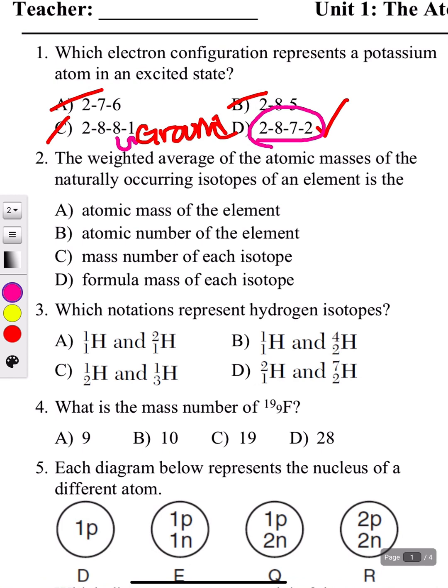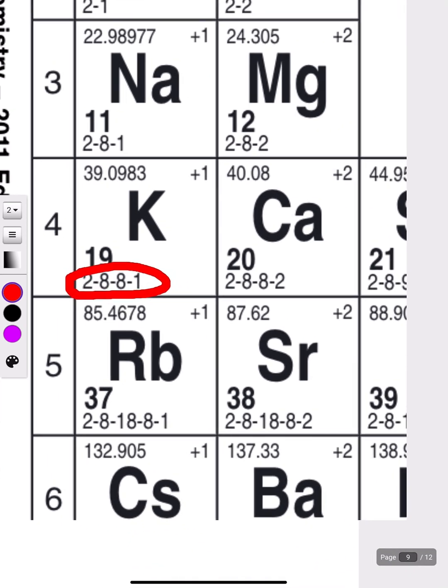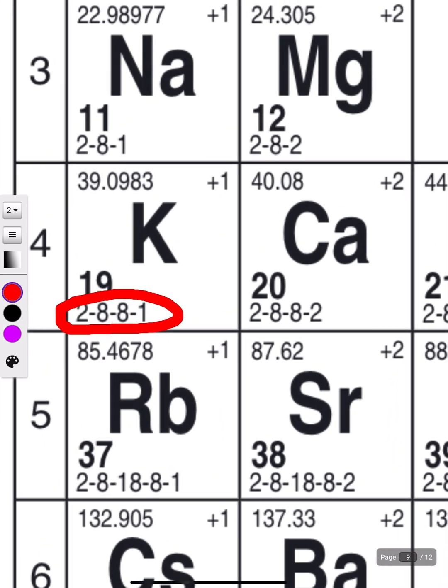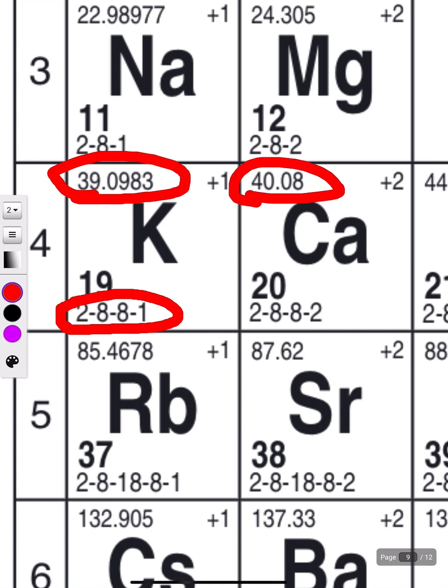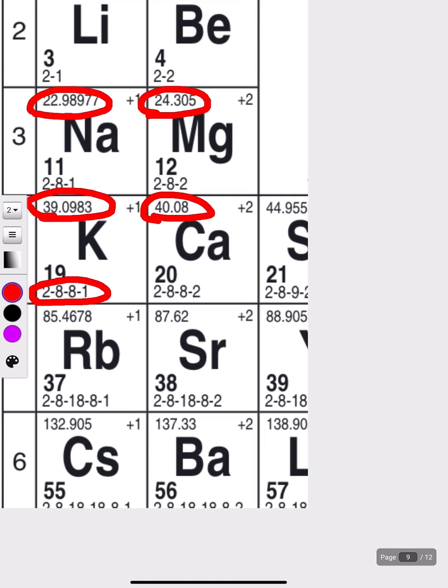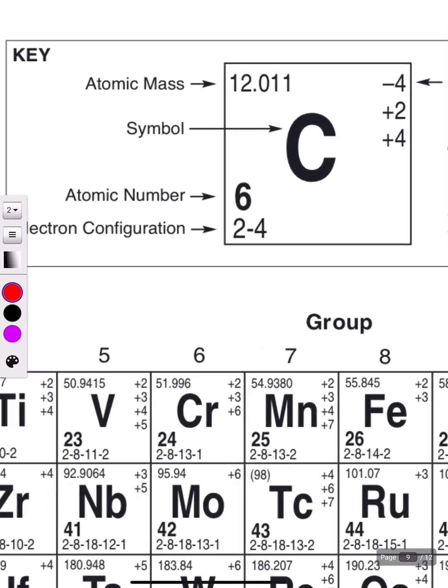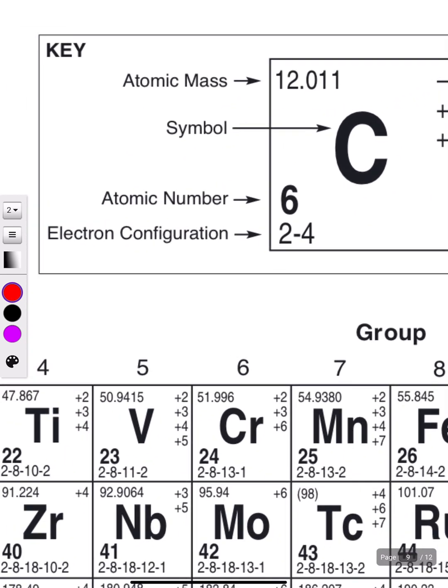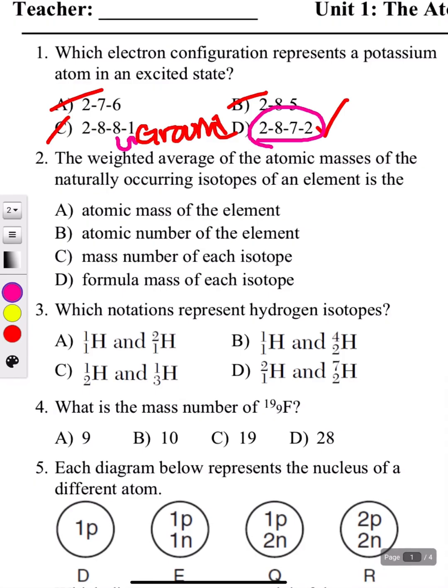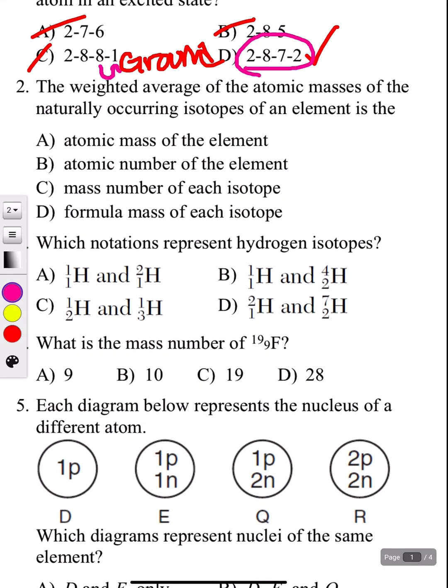Number 2, this is talking about the very specific number we have in the periodic table. So it's talking about this number right here. If you do not know what it's called, look back at your key at the center of the periodic table. That is called the atomic mass. So that answer would be A. Atomic mass of an element is the weighted average of the atomic masses of naturally occurring isotopes.